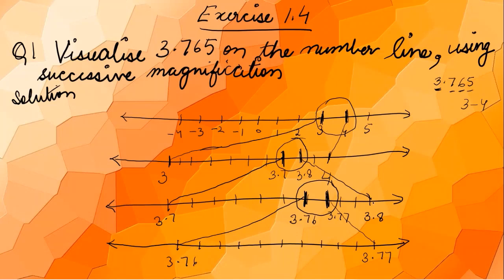Okay, and these distances will be same. By scale you will be drawing. Now after 3.76 it is 5, so it will be 3.76, 1, 2, 3, 4, 5. So this one will be your 3.765. Okay, so this place is your 3.765. So in this way you can do this.